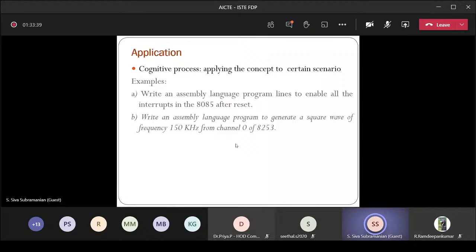Coming to the third one, application area. Here it's something like this: write and apply an assembly language program to enable all the interrupts of 8085 after reset. Here the question is split into 3, right? Enabling is the first one. Enabling all the interrupts is the second one. Enabling all the interrupts after reset is the third one. So here he has to apply his mind and think. When such questions are given, you are testing his application skill, level 3. Okay.